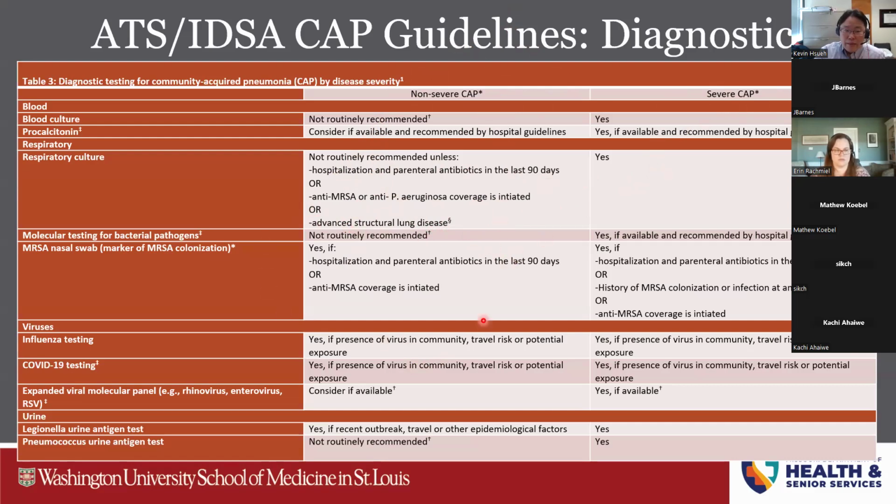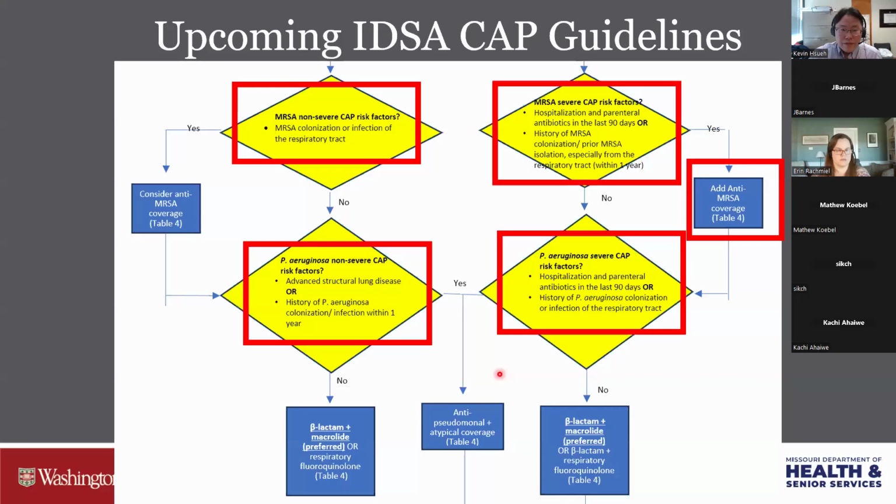And it recommends the MRSA nasal swab, which is a marker of MRSA nasal colonization, if the person is at minor risk for antimicrobial resistance or anti-MRSA coverage is being started. Then based on whether or not a person has MRSA risk factors or Pseudomonal risk factors, that's how people are shuttled into getting MRSA coverage, so vancomycin generally, or Pseudomonal coverage, as you can see here.